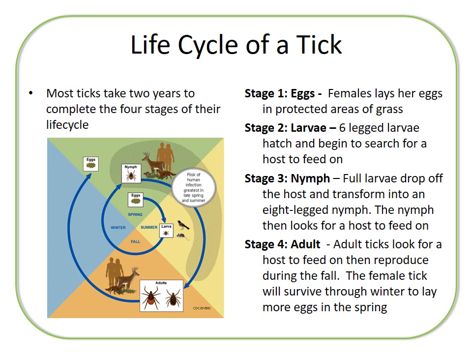The full larvae drop off that host and transform into 8-legged nymphs. Those nymphs then look for a host to feed on. When they are full, those nymphs will drop off the host and mature into an adult tick, and that adult tick will then look for a host to feed on, and then move on to reproduce during the fall. The female tick will survive through the winter to lay more eggs in the spring.